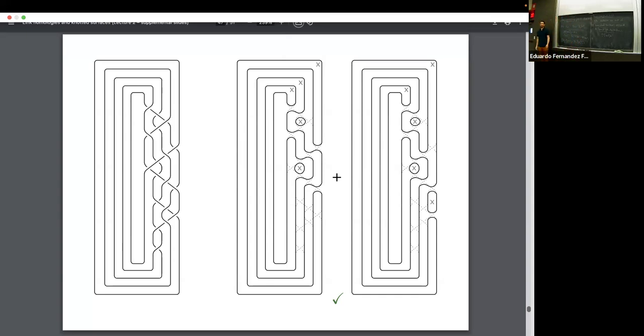Could you say a bit more about trying to find this correction term that you're adding to produce something that's actually a class? Yeah, definitely.